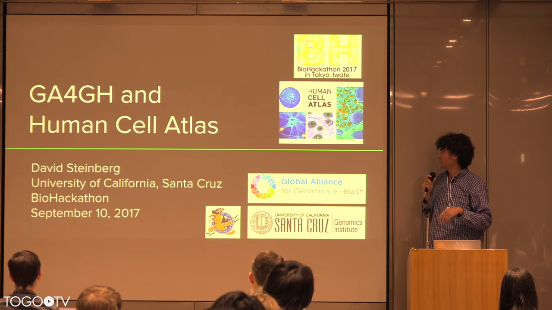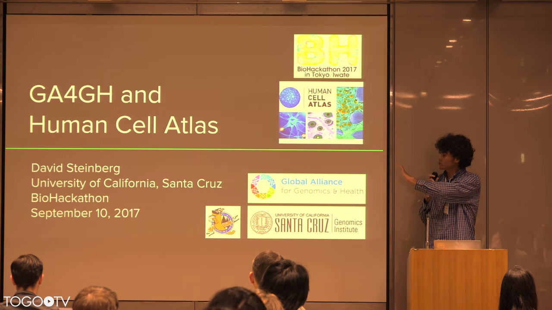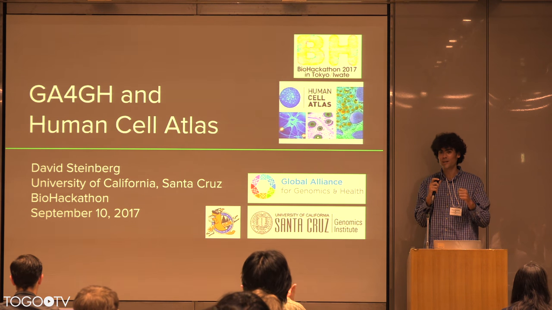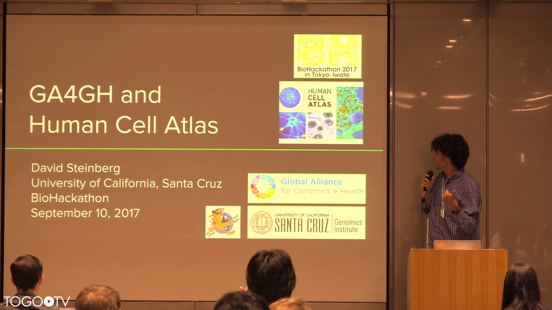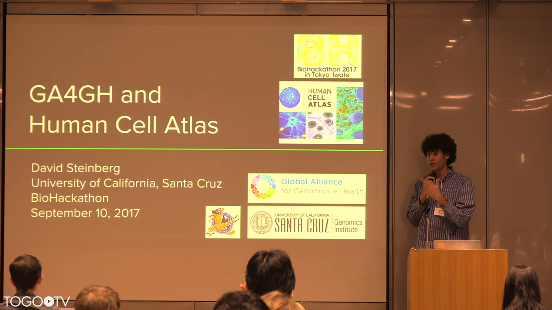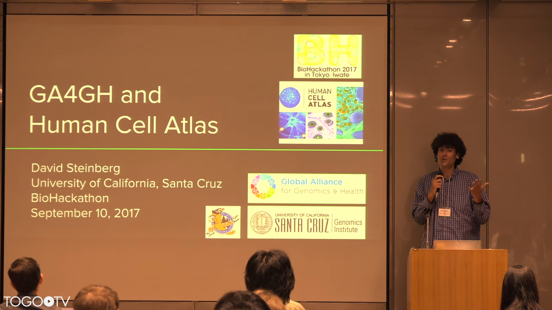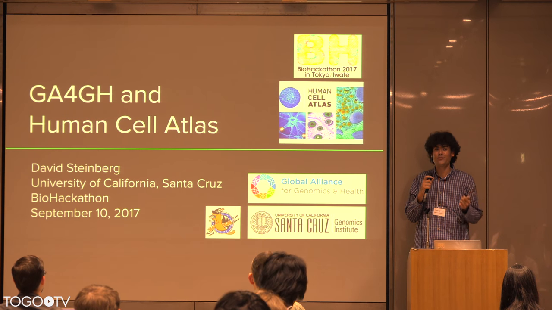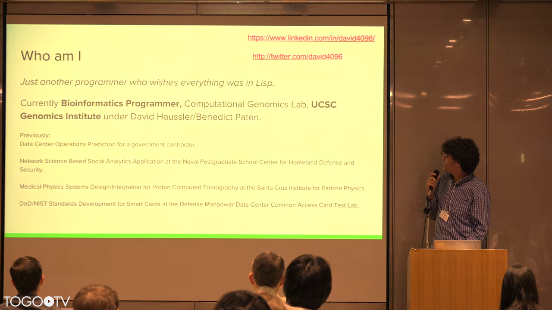I've been working on GA4GH and the genomics APIs and have recently switched over to working on the Human Cell Atlas. So I'm hoping to get you familiar with GA4GH if you aren't already aware of what that is, and hopefully excited about HCA because it's going to be a huge project that hopefully you'll all be using this data at some point, and if you get involved now, you'll be able to affect what that data looks like in the future. I'm a bioinformatics programmer.